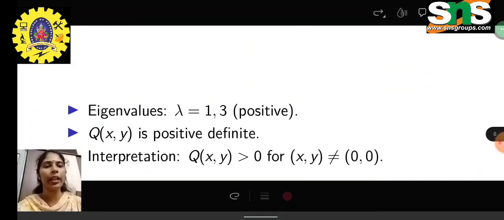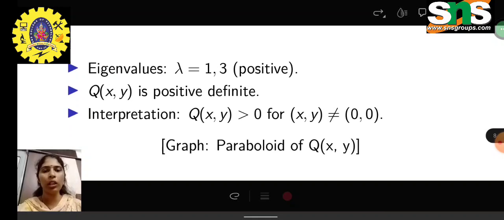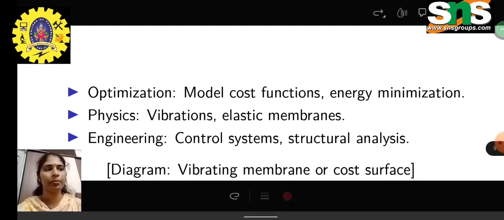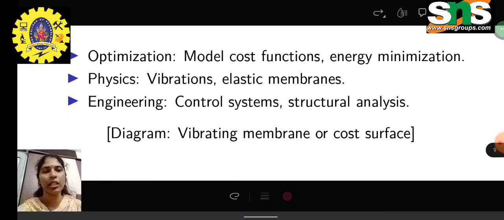So since both the eigenvalues are positive, we call Q of x comma y a positive definite. Next, interpretation. So since Q of x comma y is greater than 0, for x comma y not equal to 0, the graph will be a paraboloid. Next is applications. So optimization, model cost functions, energy minimization. In physics, it is used for vibration and elastic membranes. For engineering, we can use it for control systems, structural analysis, and so on.